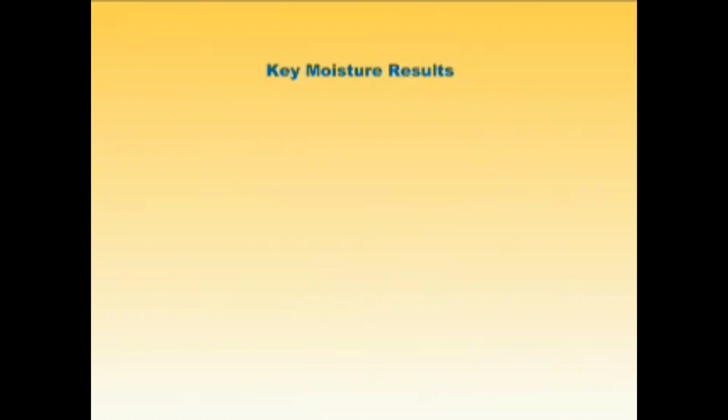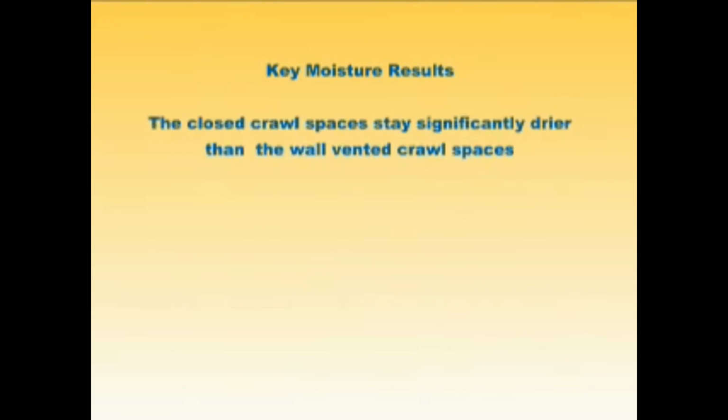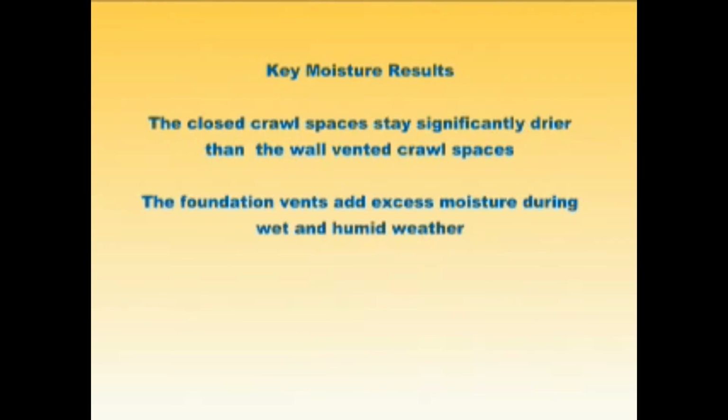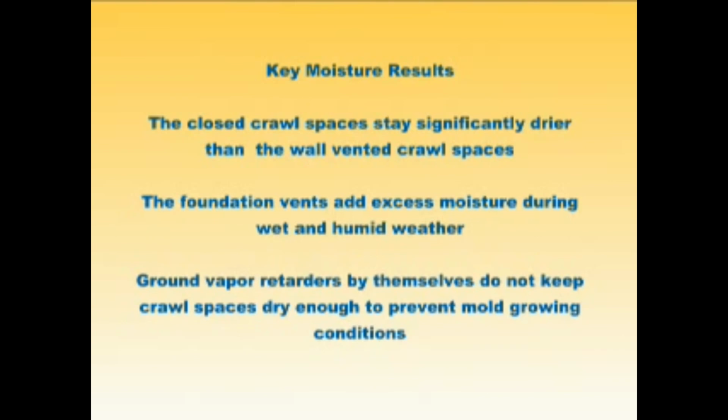The field test has operated for several years now. The experiment has operated long enough that the moisture performance characteristics have become stable and predictable. Here are the key moisture results. The chief finding is that the closed crawlspaces stay significantly drier than the wall-vented crawlspaces. Second, the foundation vents add excess moisture to the crawlspaces during wet and humid weather, particularly in the summertime. This excess moisture promotes mold growing conditions. The last finding is that ground vapor barriers by themselves do not keep crawlspaces dry enough to prevent mold growing conditions.